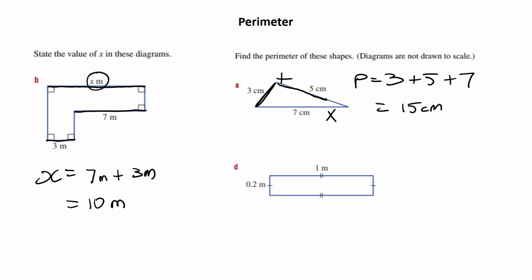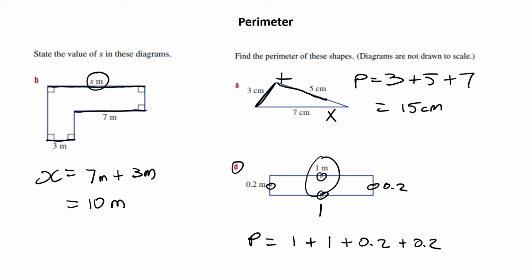Now in the next example, so D here, what we can look at is, remember what we're told: if I've got a little line there, that means that's the same there. So I'm going to put 0.2. If I've got the two lines here and here, that means that's going to be 1. So what I can do here is go P equals 1 plus 1, because that counts for those two, and then plus 0.2 plus 0.2. So I'm going to get 2 plus 0.4, and that's going to equal 2.4 meters.